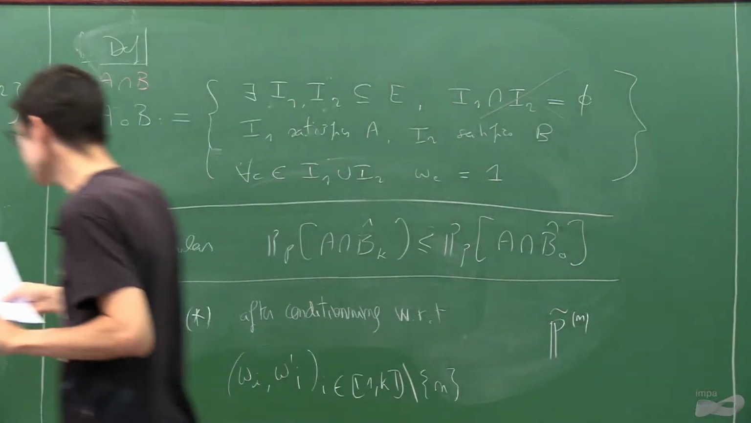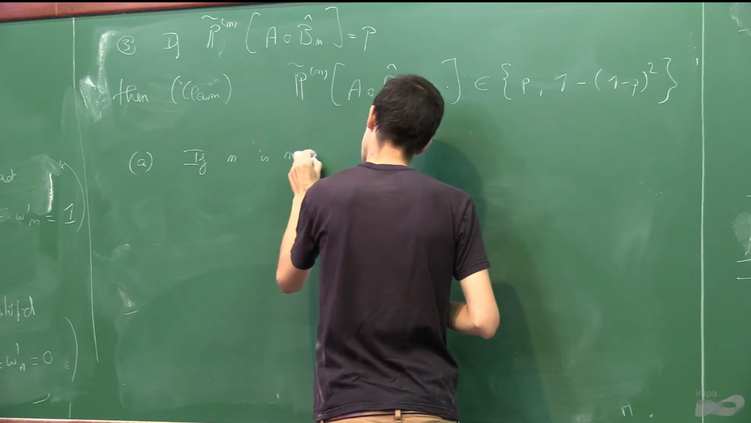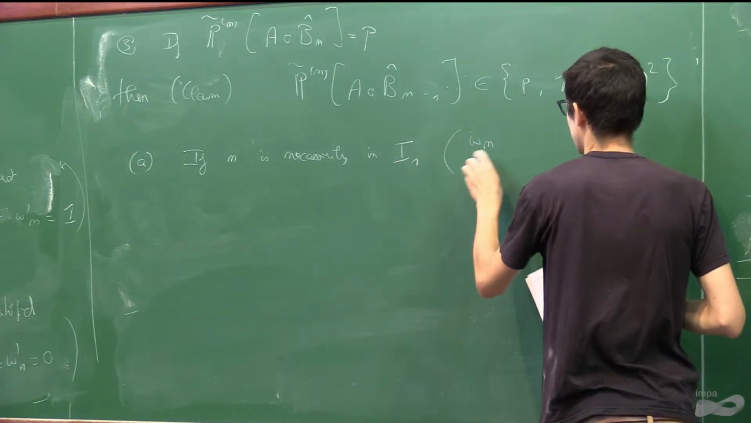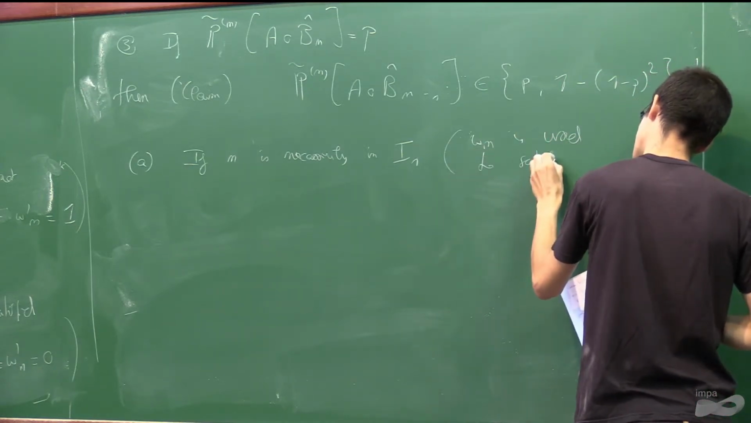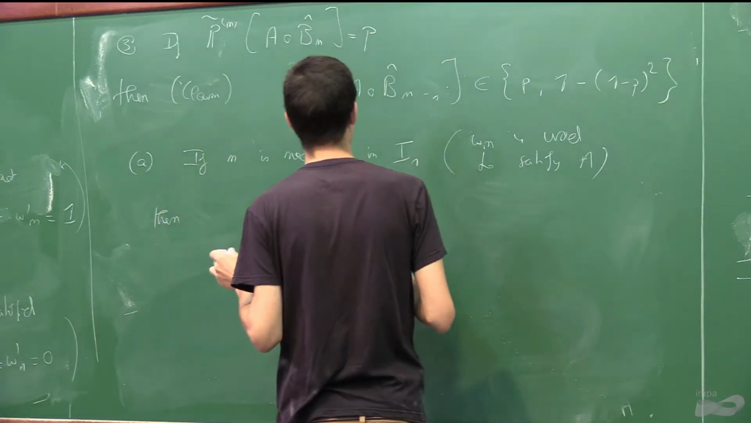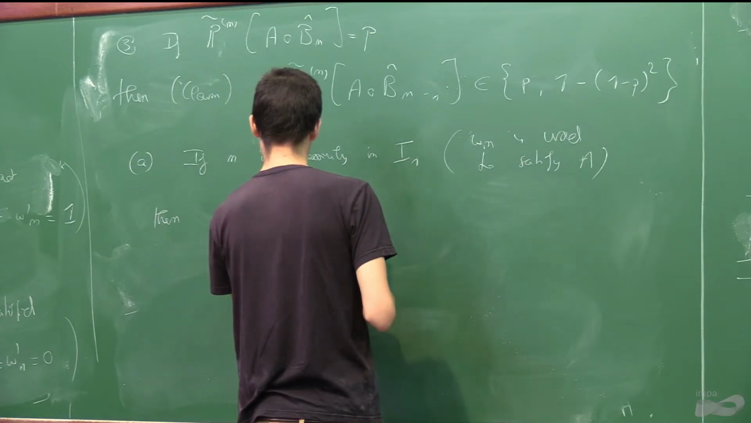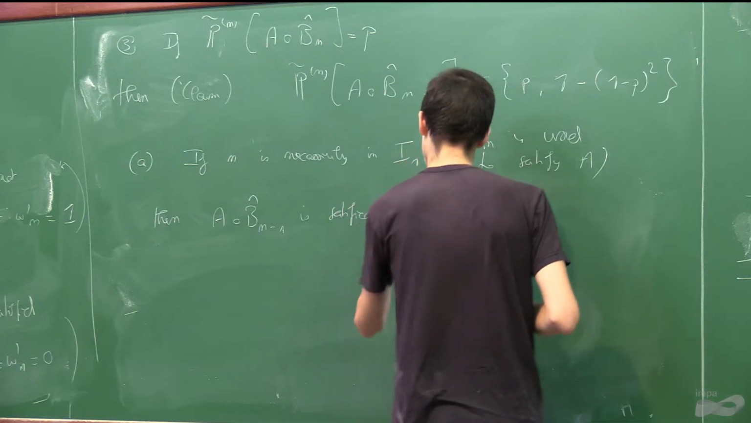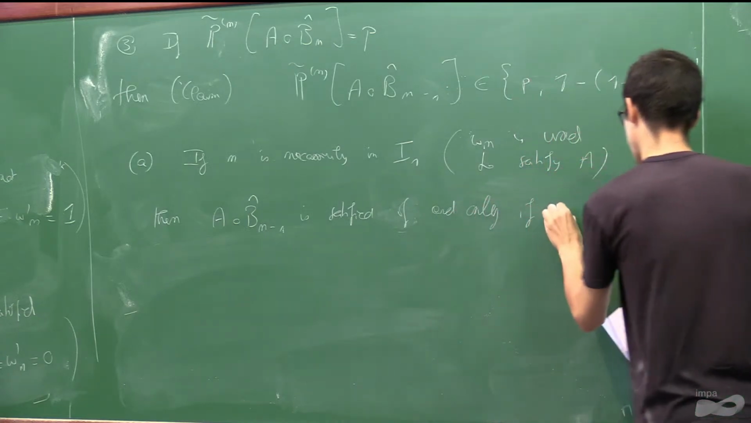So if n is necessarily in I1, meaning that omega n is used to satisfy A, then this guy is satisfied if and only if omega n is equal to 1.